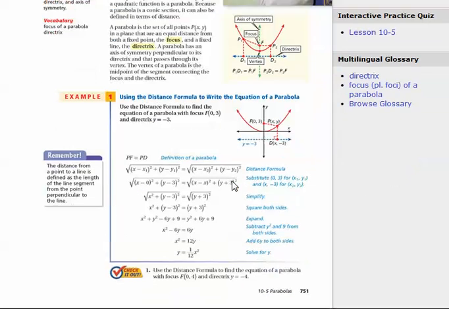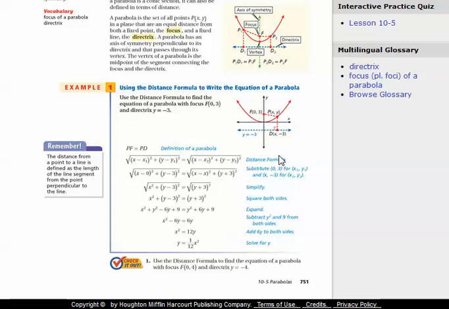We have our distance formula again that we use, and we can use that to help us find the equation. There are a lot of steps here, so you want to make sure you take your time and look at each step and the reasons for those. But basically, it's taking a point to the focus and a point to the directrix, and plugging in these numbers and then simplifying until we get our equation of a parabola.